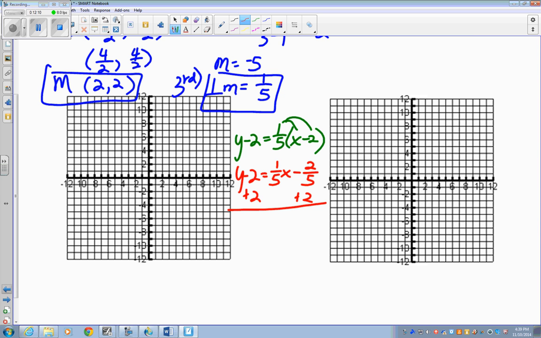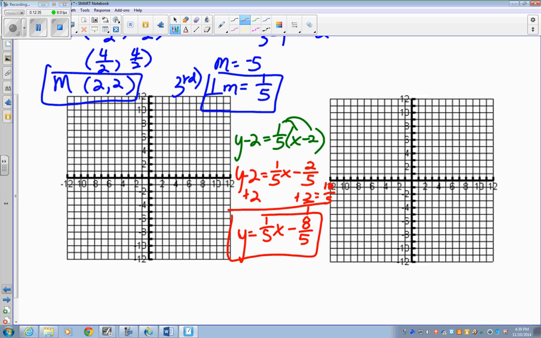Well, when you're adding the 2, you need to make this 2 into a fraction with a common denominator of 5. So 5 is, it's like 2 over 1. So 5 is my common denominator. I would have to multiply the top and the bottom by 5, which gives me 10. So I have basically a negative 2/5 plus 10, which would equal y equals 1/5 x minus 8/5.